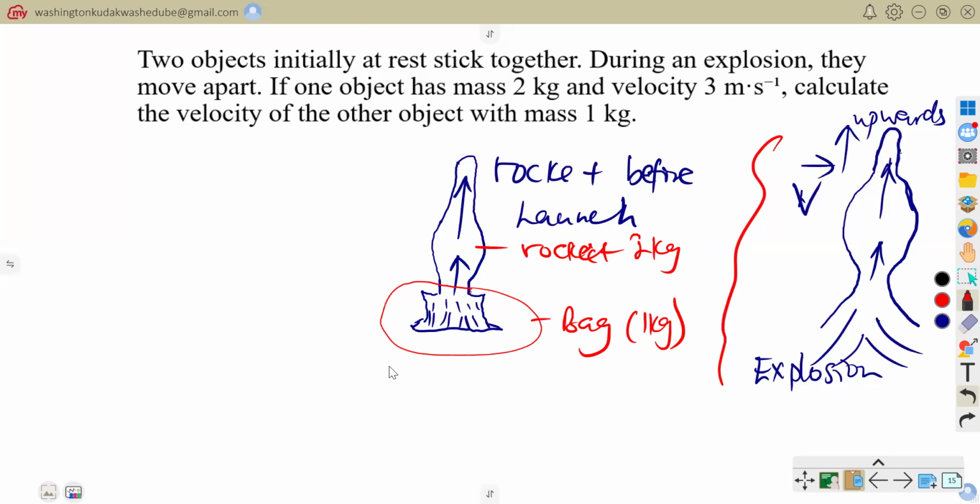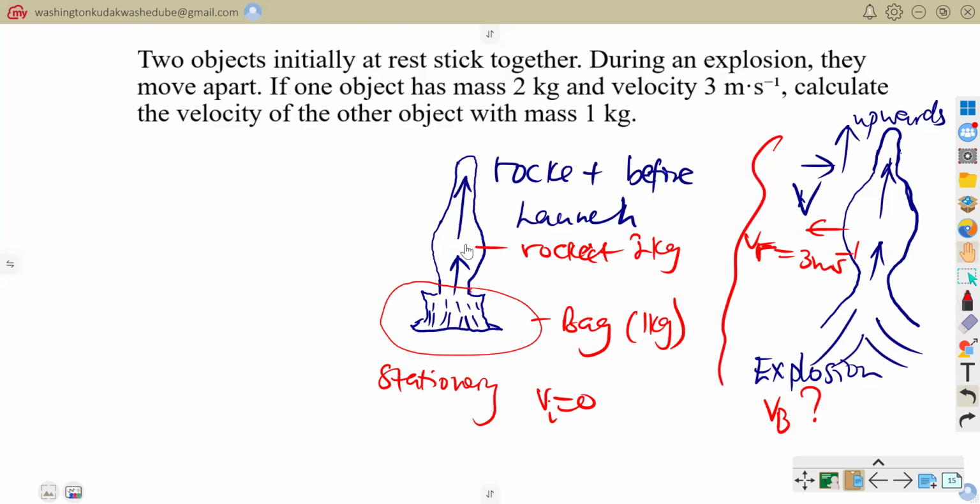And then they are saying that initially they are stationary, as I have said. So their velocity is equal to 0. That is, their initial velocity is equal to 0. But after launch, this rocket is now having, so let me say, velocity of rocket is equal to what? 3 meters per second. So let's take upwards being positive. That becomes 3 meters per second. That is the velocity of the rocket. What becomes the velocity of the bag? That is what they are asking now.